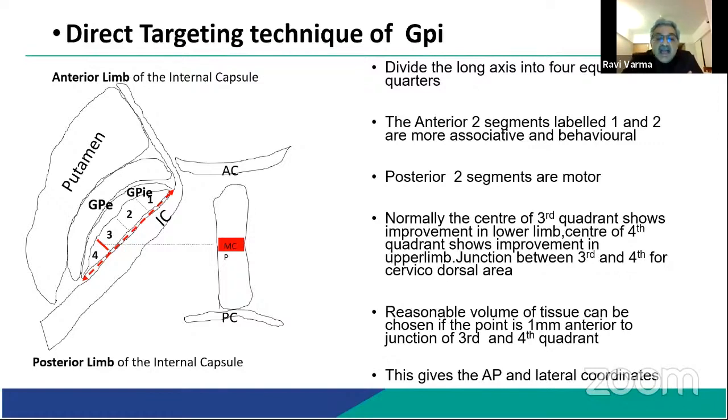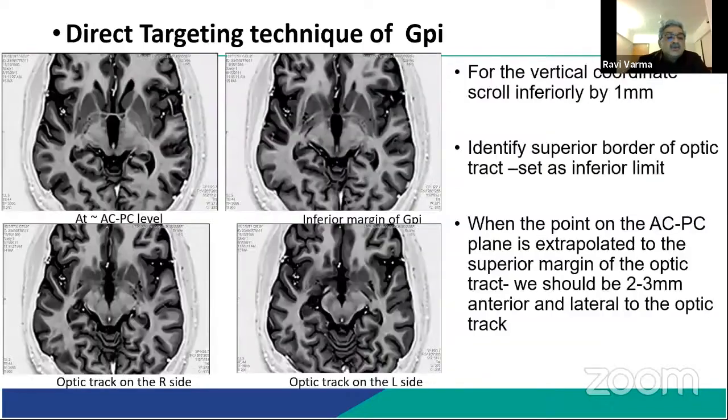It's 1 millimeter anterior to this junction. That forms exactly in the MC, that is the mid-commissural point. If you go lateral by about 13, 14 millimeters, you reach that part of the GPI. You can see the internal capsule also there. So the best point is marked between 3 and 4, where you would achieve the best targeting.